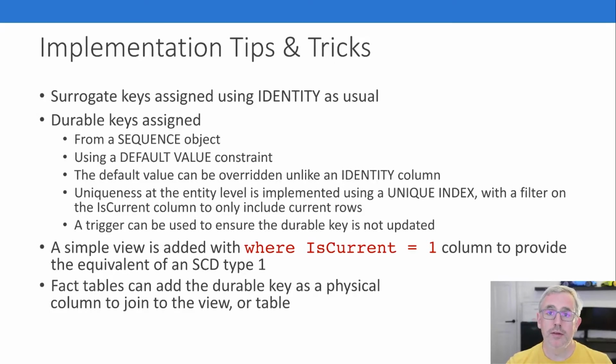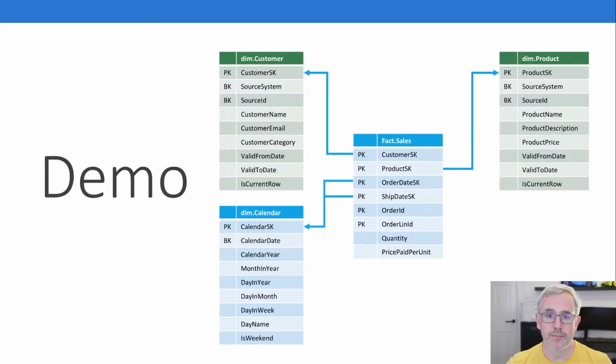But the nice thing about doing this is it's not an identity column, so we can overwrite it with whatever value we need to. And the uniqueness is enforced using a unique index, and we can add a view over the top, which essentially gives us a type 1 dimension for free. And then the fact tables can just reference this durable key and they can join directly to it.